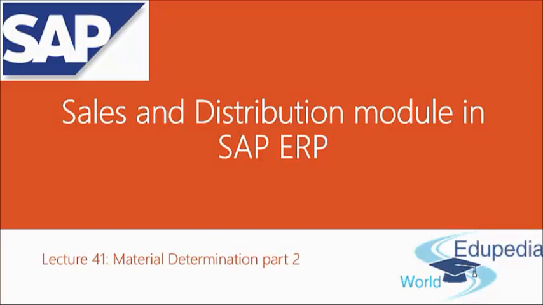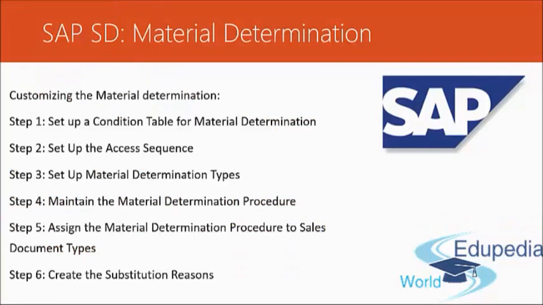In this lecture, we will continue to talk about material termination in sales and distribution module in SAP ERP system. In our previous lecture, we talked about customization of material termination. We learned about the first step in customization, setting up a condition table for material termination. Now we will move to the next step.